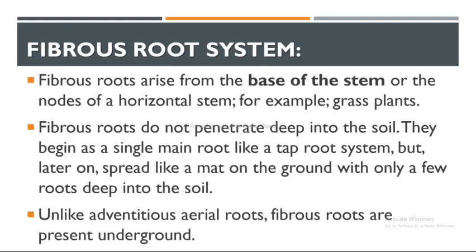Fibrous root system. Fibrous roots arise from the base of the stem or the nodes of a horizontal stem, for example, grass plants. Fibrous roots do not penetrate deep into the soil. They begin as a single main root like a taproot system, but later on spread like a mat on the ground, with only a few roots deep into the soil. Unlike the adventitious aerial roots, fibrous roots are present underground.